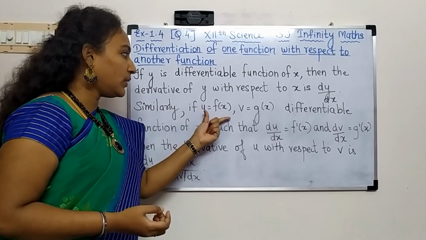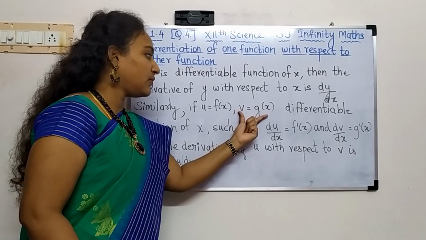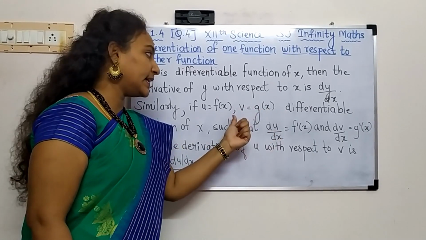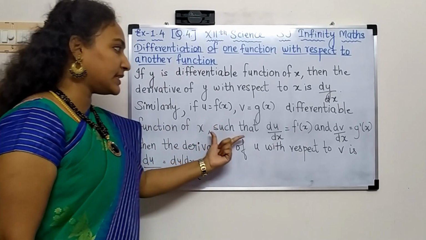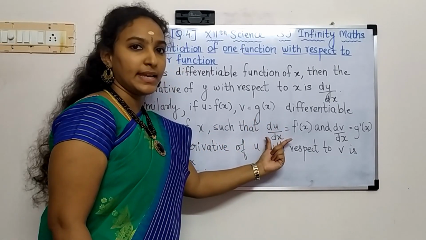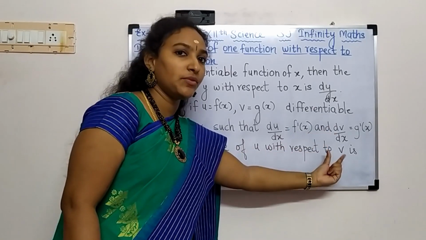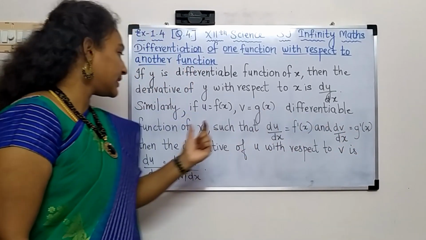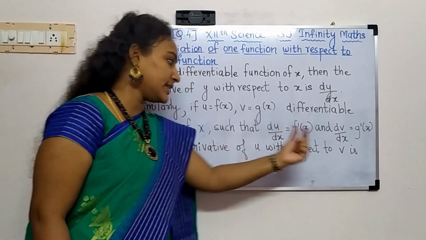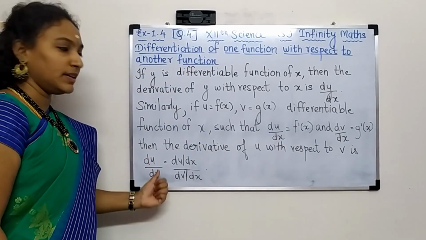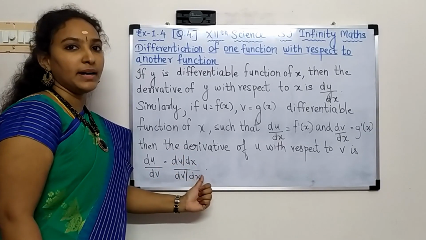Similarly, if u equal to f(x), that is, u is a differentiable function of x, and v is a differentiable function of x, that is v equal to g(x), such that du by dx, the derivative of u, is f dash x and the derivative of v is g dash x, then the derivative of u with respect to v is du by dv, which is equal to du by dx upon dv by dx.